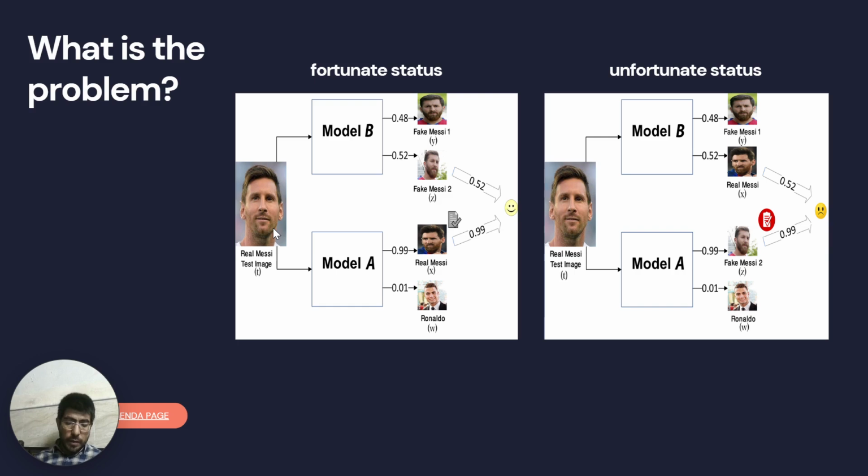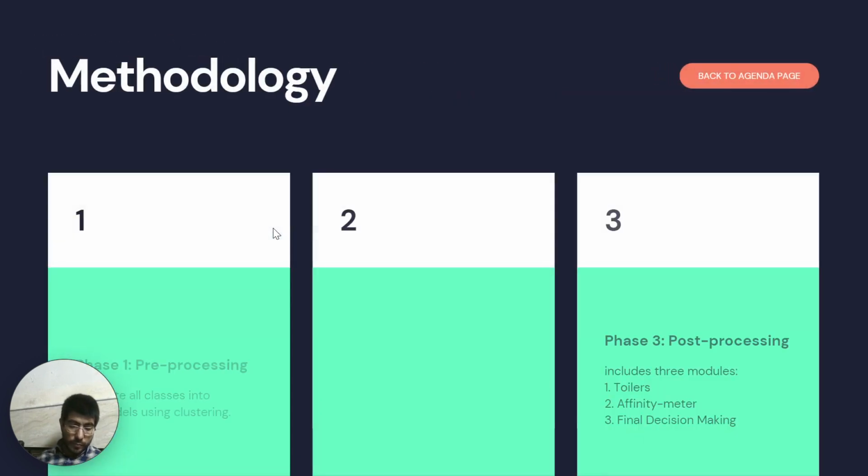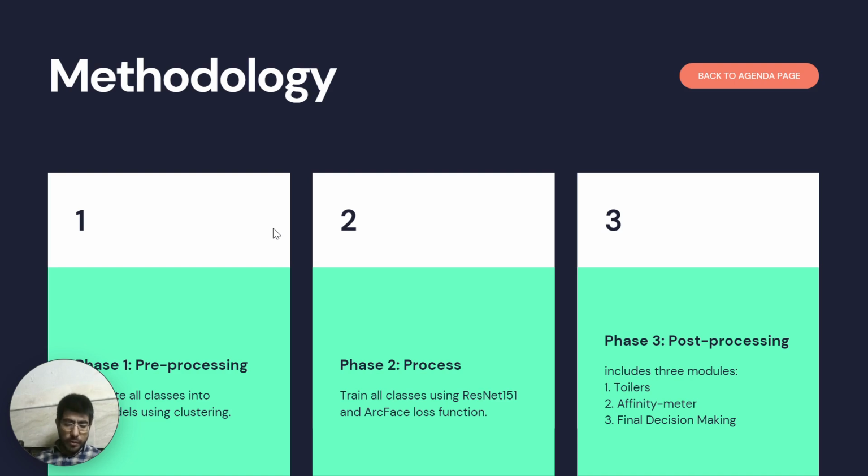However, if the distribution of classes is like the right figure, the network will mistakenly select the fake Messi rather than the real Messi, which is an incorrect choice. This issue arises from the random distribution of classes among the subnetworks. Our proposed method aims to mitigate the negative effect of randomness by using clustering for category distribution.